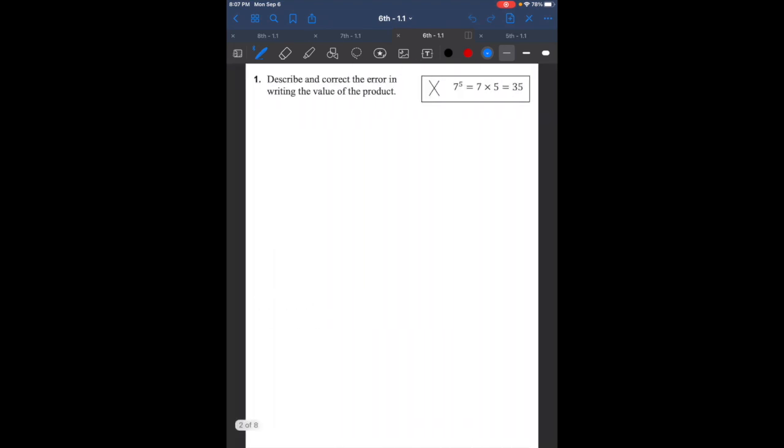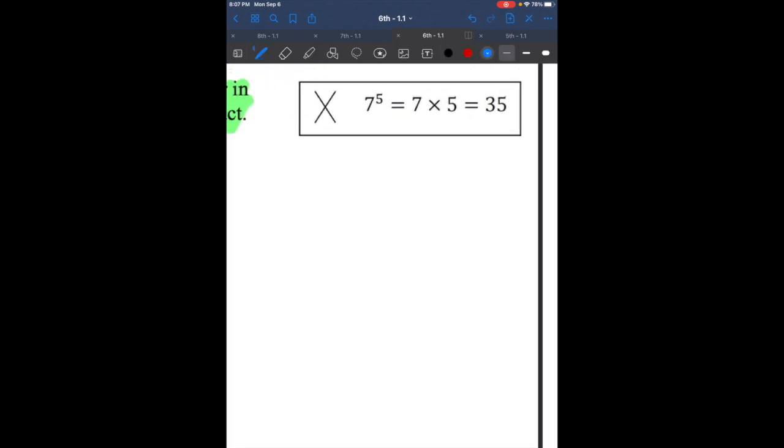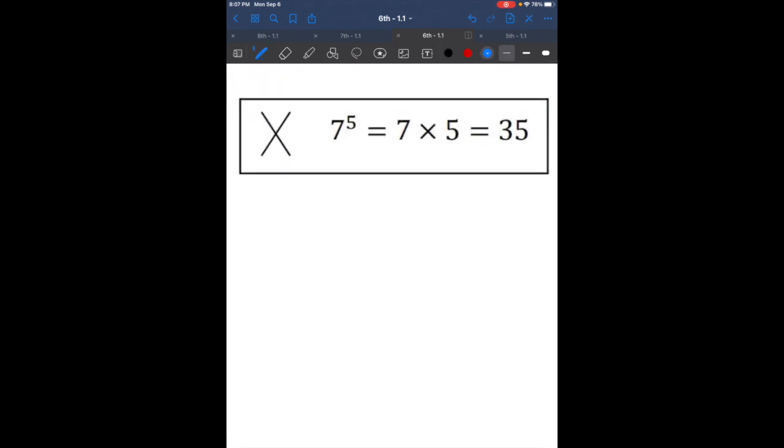Alright, so let's just do some review. Here is question number 1. It says, describe and correct the error in writing the value of the product. Do I want you to write this? Absolutely. So please make sure you write this down. Also, please make sure you write down the number 1 as well. So let's see, what is going on here? What did this person do wrong?